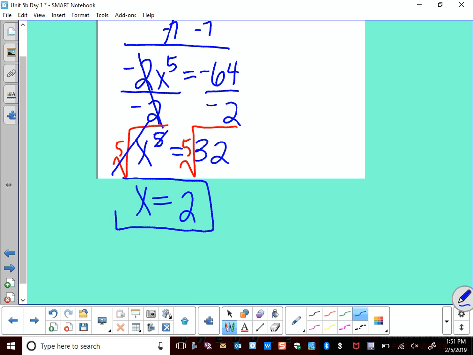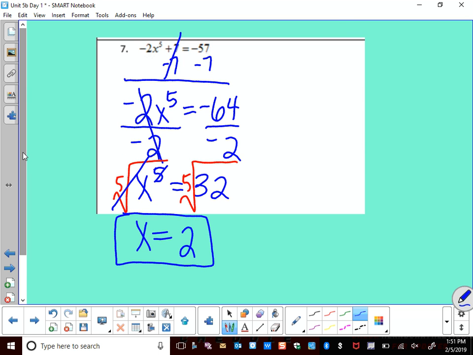And I'm really bad about this, I'm sorry. I'll try to remember to tell you guys to keep plugging it in. If you grab your calculators and you type in -2 times 2 to the 5th plus 7, let me know if you get -57.